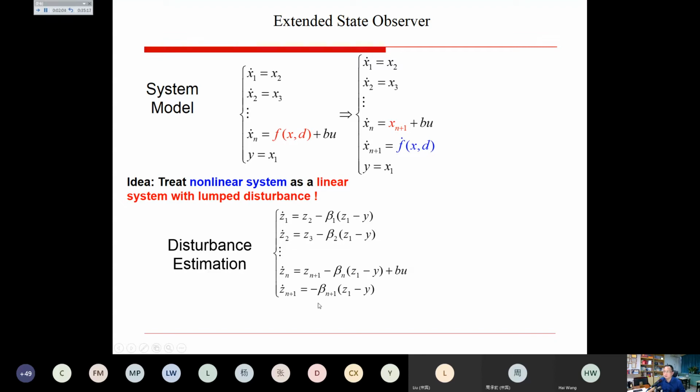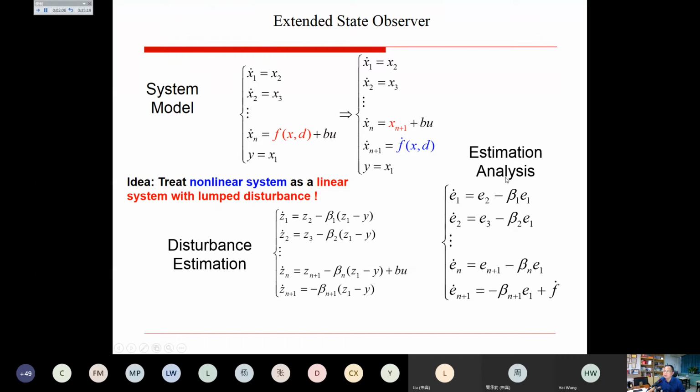extended state observer. Then from the error equation, you can see it very clearly. You can use beta 1 to beta m plus 1 to make the matrix A Hurwitz stable. Then we have an additional term f dot here. If you want to make the estimation of the state, and also the disturbance, asymptotically stable, then we need a sufficient condition.